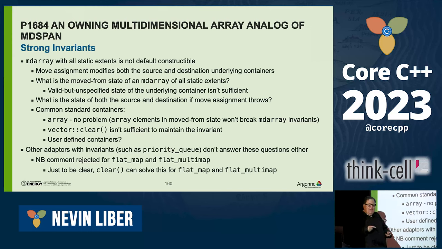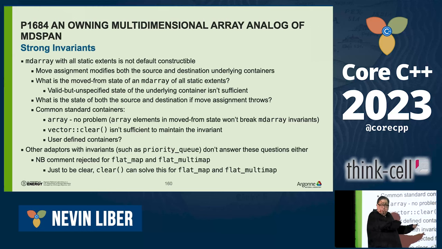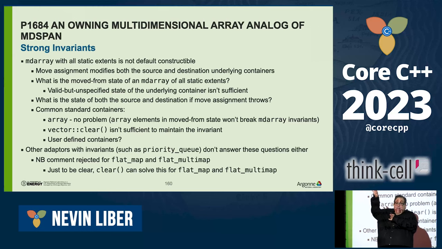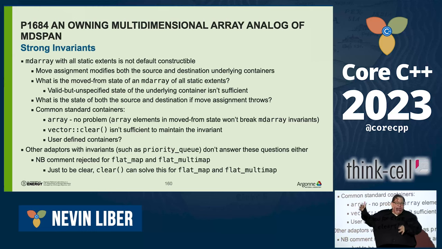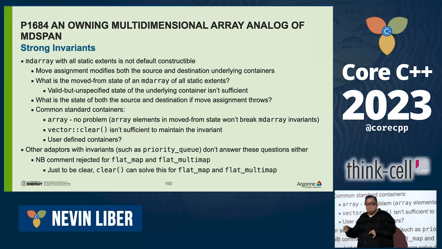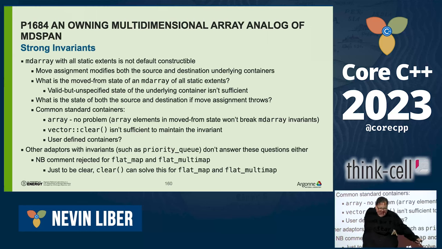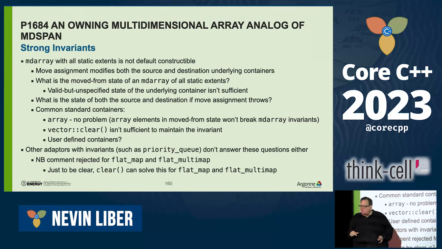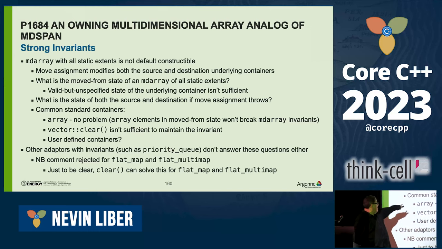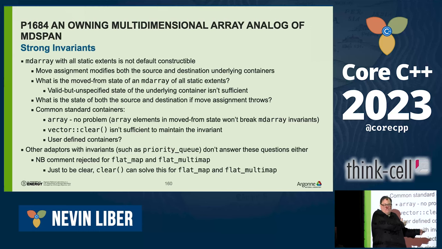And worse, if it's all static extents, one of the invariants that this has is that space is still always accessible. So if there's a vector underneath and you do move, the moved-from vector is empty, and I can't resize it. I mean, if I know it's a vector, I could try to resize it, but that could throw. And then what do I do? So that's a possibly failing operation. Array has no problem, because the elements can be in a moved-from state, but that doesn't break the invariants of mdarray.